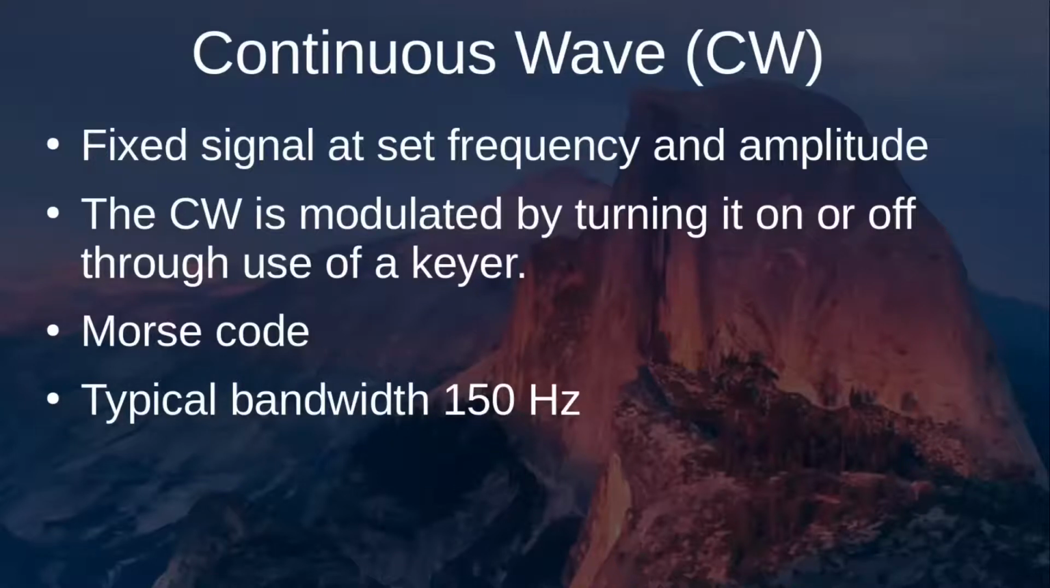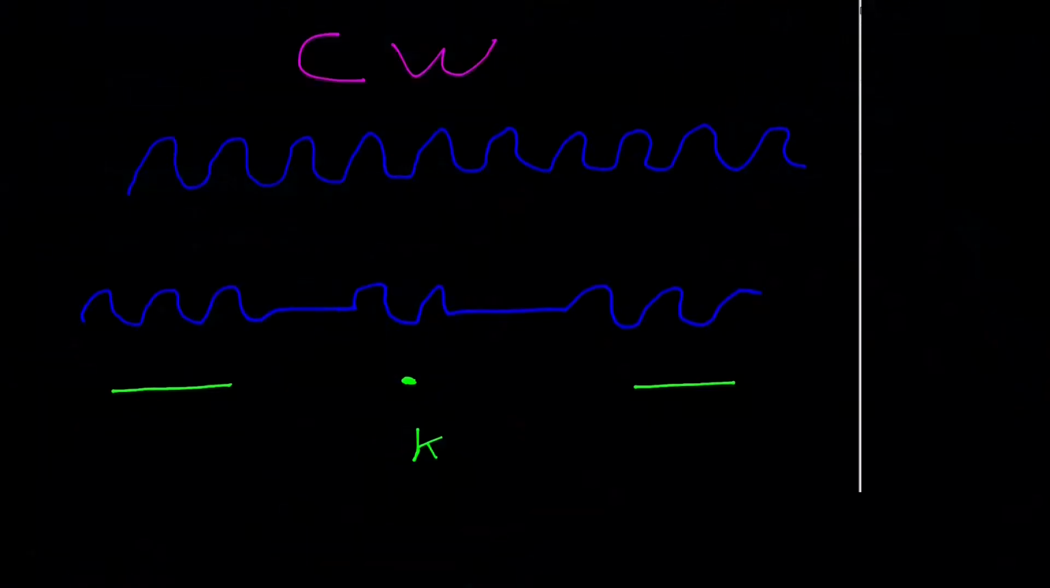This has a fairly narrow bandwidth of about 150 hertz. It's not the smallest bandwidth of the modulated frequencies, but it is one of the smaller bandwidths. I couldn't find an ideal drawing of what CW modulation is, so you've got to put up with my very basic artistry, if I can even call it that.